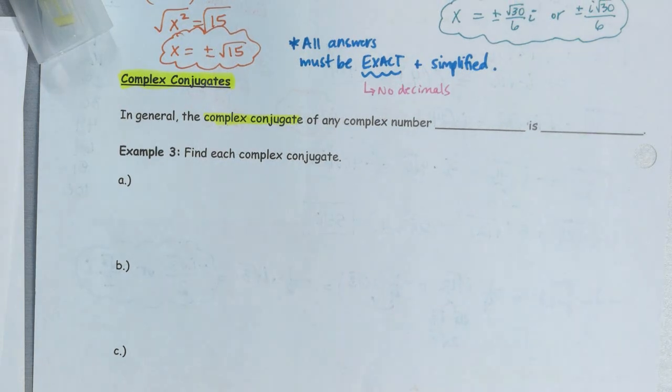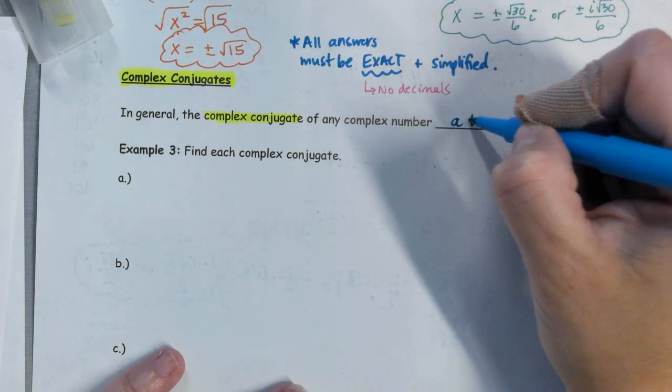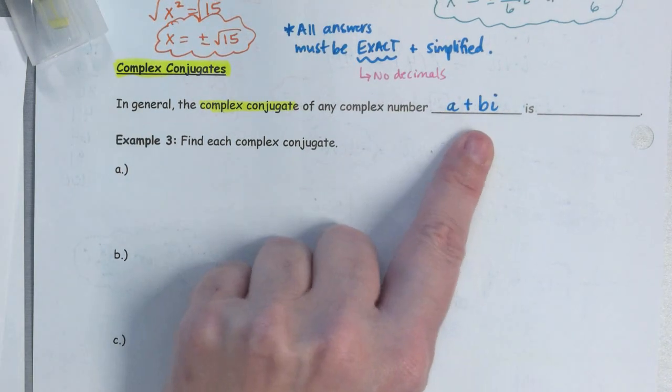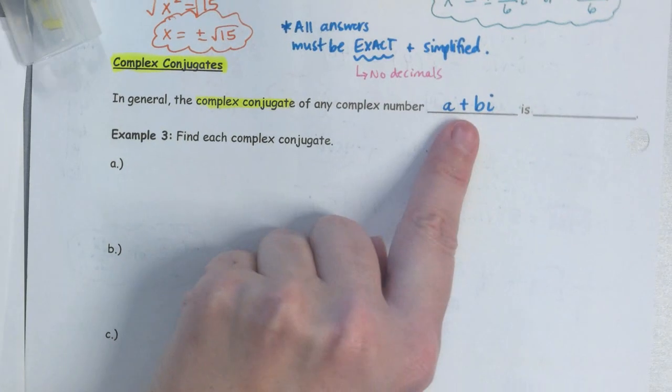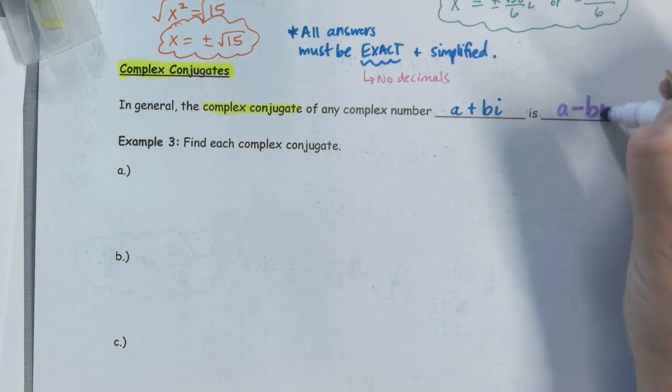So first, we have to know the form of a complex number. The form of a complex number is a plus bi. So a complex number contains an imaginary value, and there's also a real value in there as well. The real value is a, the imaginary value is b. The complex conjugate, if you are given a plus bi, is a minus bi.